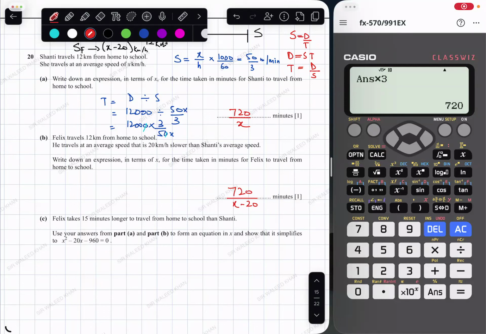Is that clear? Rafi? Hiba? Yes, Hiba, Bache? Is that clear?